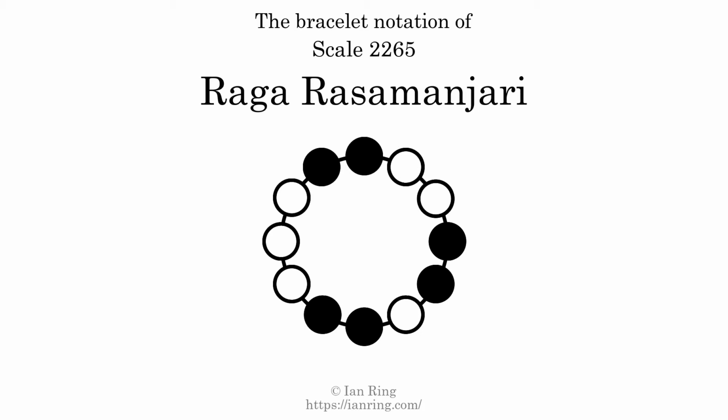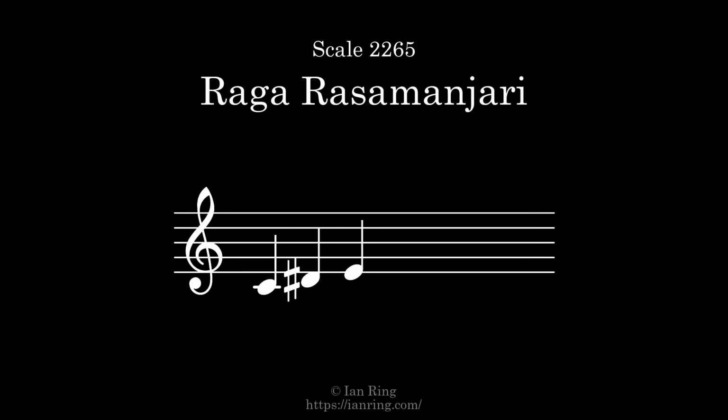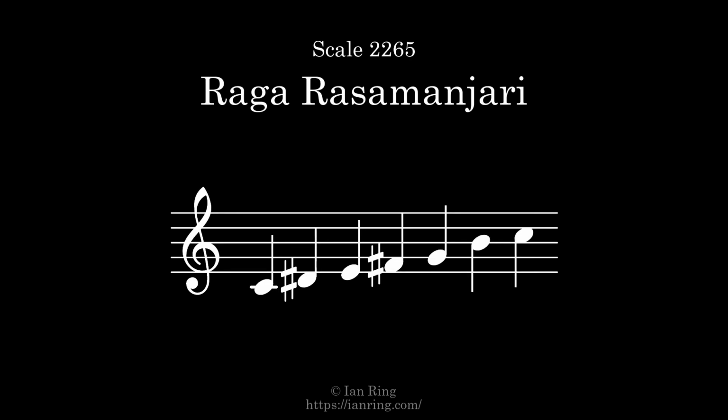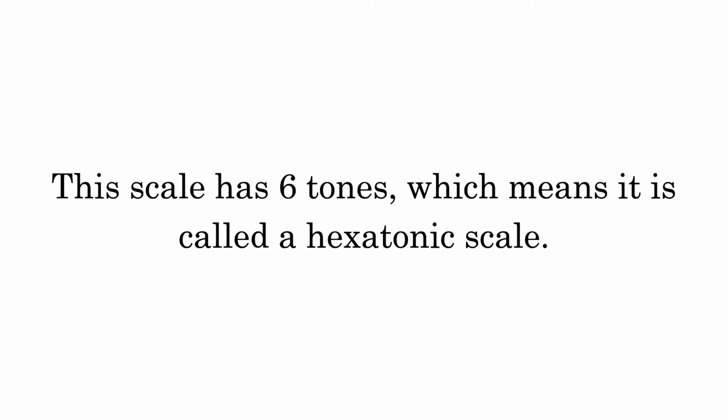2265, Raga Rasamanjari, which sounds like this. This scale has 6 tones, which means it is called a hexatonic scale.